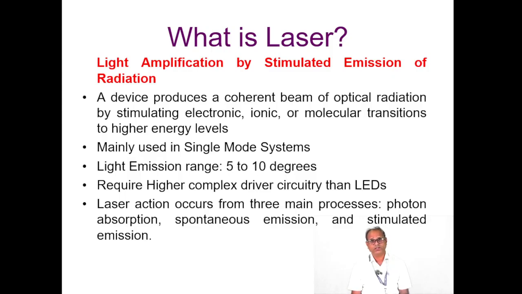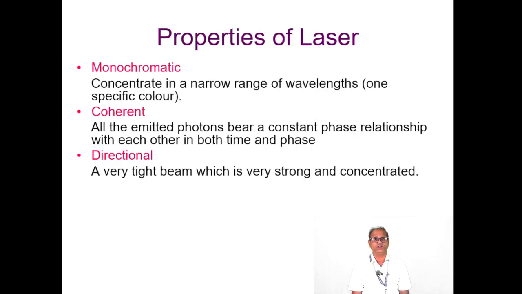Laser action occurs basically with the help of 3 main processes. The first process is absorption process, second is spontaneous emission process, and third one is stimulated emission process. So, one by one we will see these 3 processes in the laser action. So, first of all we go for the properties of laser. Basically, as compared to ordinary light, laser light is quite different. The laser light possesses these properties.